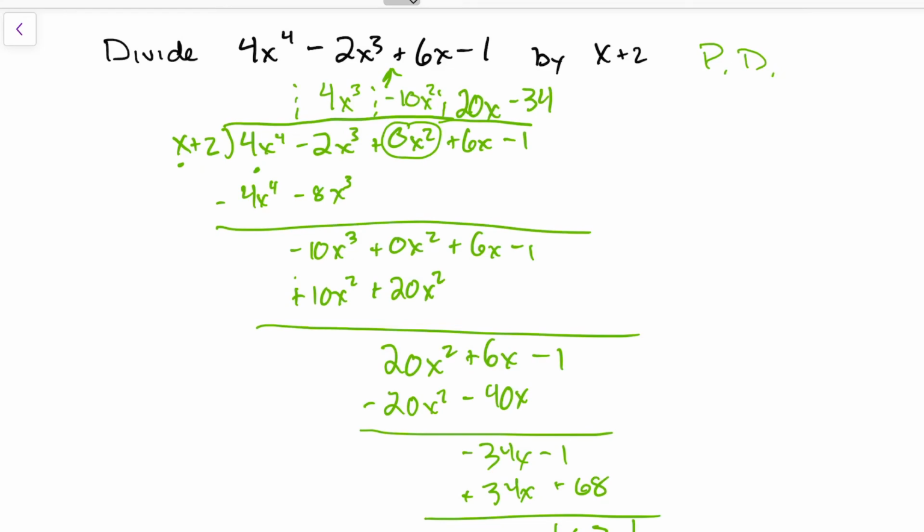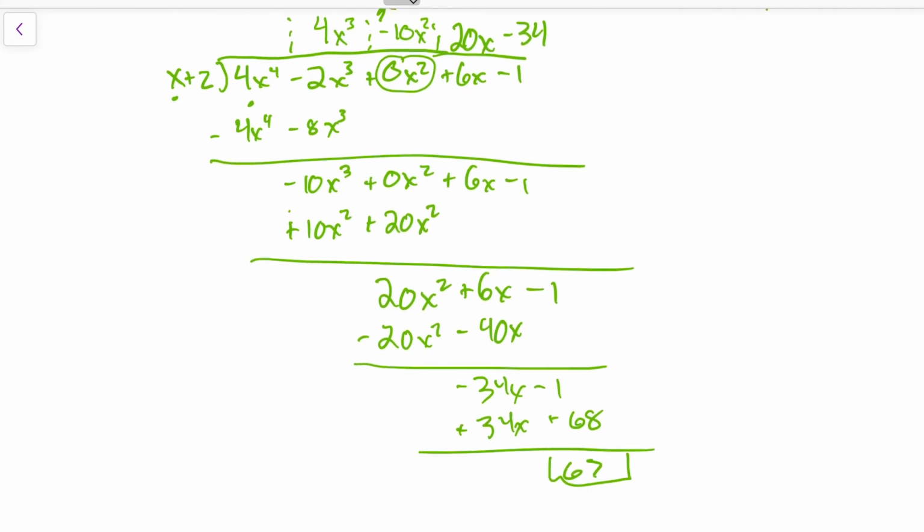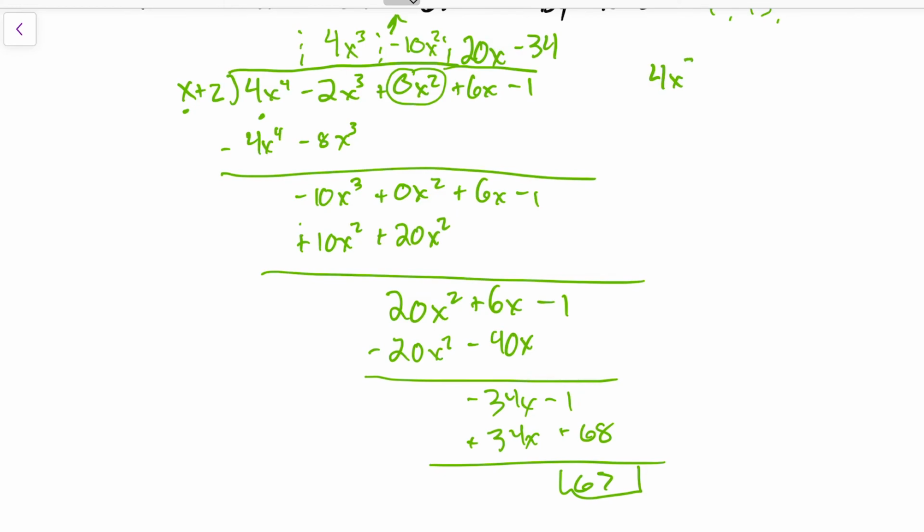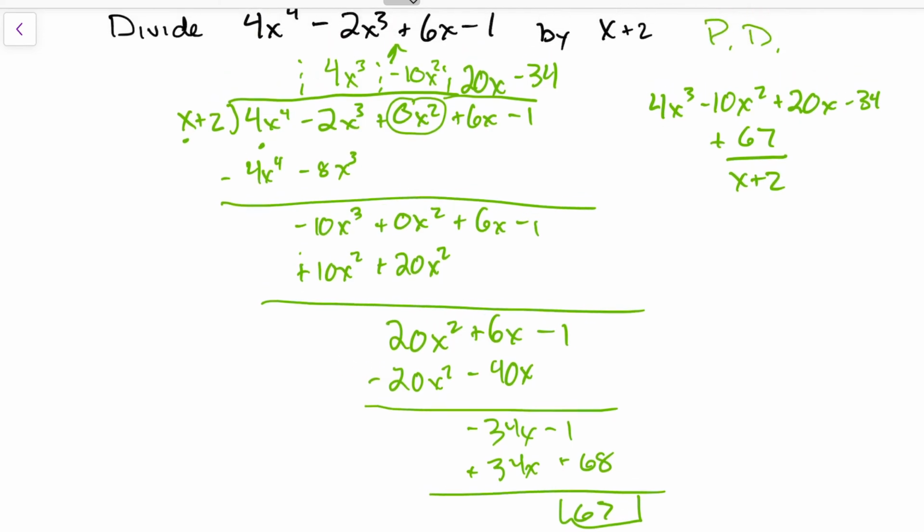67 has a smaller power of x, x to the 0th, than what we started with. So I have my answer. My answer is going to be 4x to the third minus 10x squared plus 20x minus 34 plus 67 over x plus 2. That's what I'm going to do with my remainder.